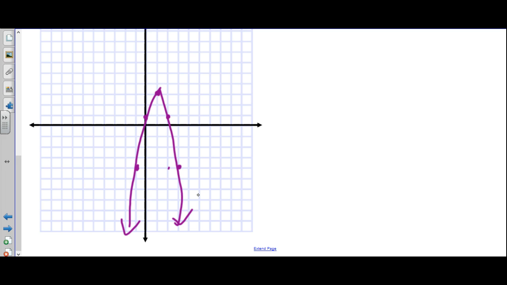So looking at this final graph, we can get some information. First, we can find the vertex. The vertex is either the topmost point on a parabola or the bottommost point. This vertex would be 1, 3.